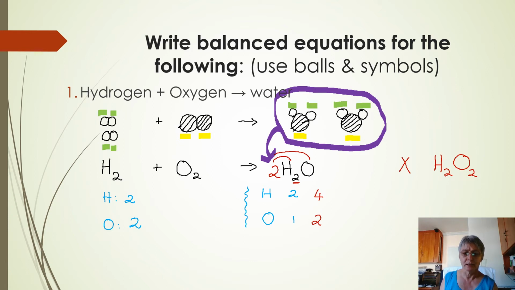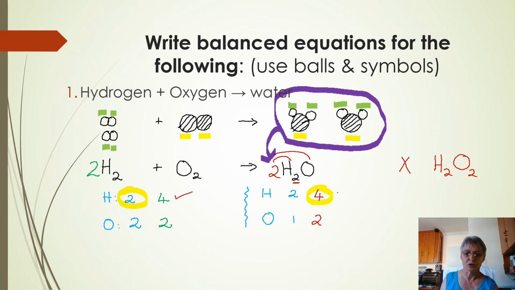Now, if you look at our situation here, we have 2 hydrogens on the left-hand side and 4 hydrogens on the right-hand side. So we need to balance the hydrogens now. To balance the hydrogens, I'm going to multiply the hydrogen molecule by 2. Multiplying the hydrogen molecule by 2, we change the number of hydrogen atoms to 4, and oxygen is still 2. So now I can check myself.